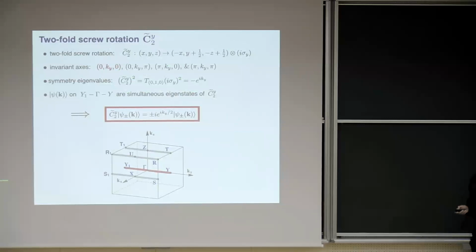And the unit translation operator applied on a Bloch state will give you this phase factor e^{iky}. So that means the eigenvalues are just the square root of this. So basically we get these two possible eigenvalues, plus or minus i from this -1, and then we get a 1/2 from this phase factor e^{iky/2}. So any state on this invariant axis can be labeled in terms of these eigenvalues.